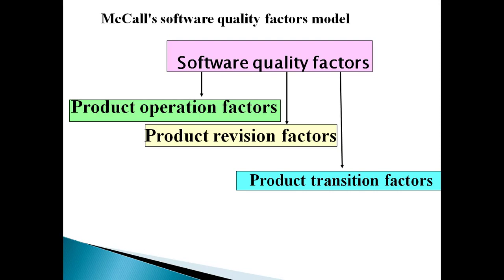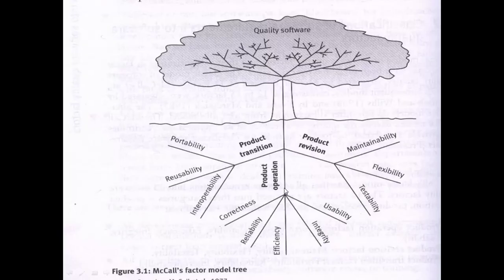If you see this quality factor, it is divided into three parts. McCall's quality factor is divided into three sections. The first is the product operation factor, next is the product revision factor, and the third is the product transition factor. We'll be seeing them in detail. This is the McCall's model tree, which is taken from the textbook. It is quality software.